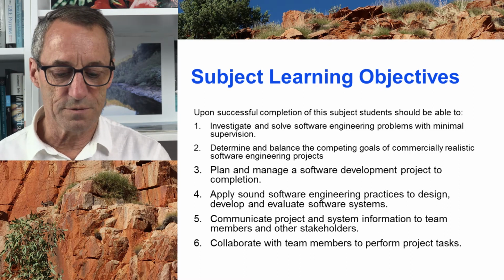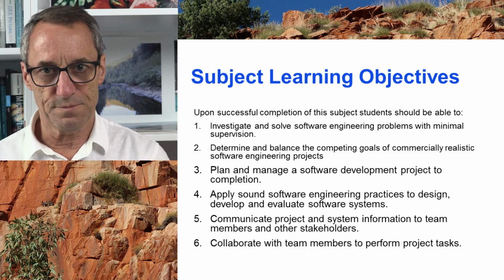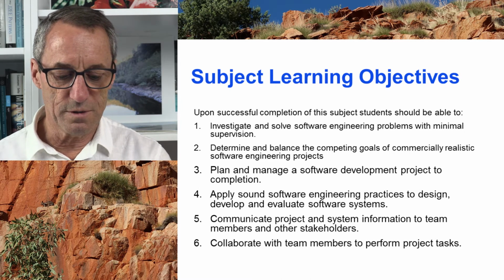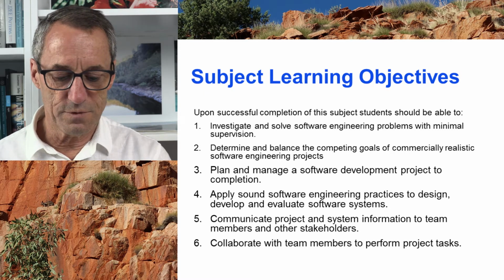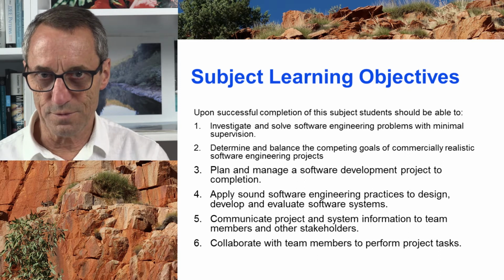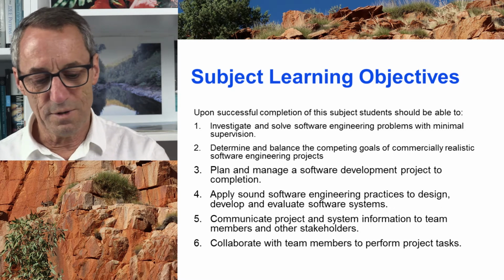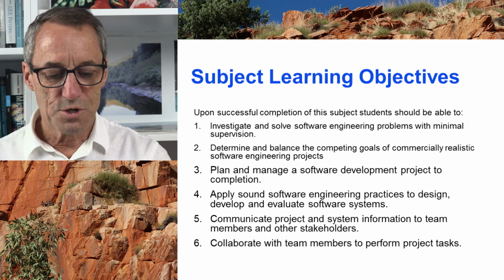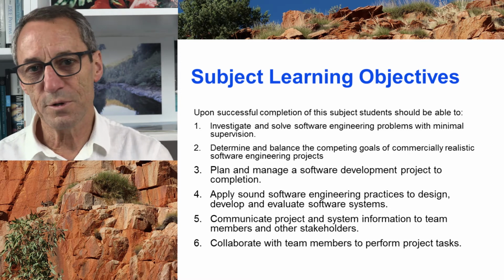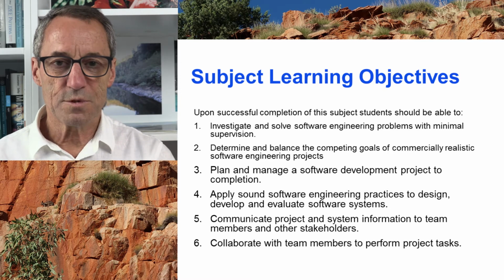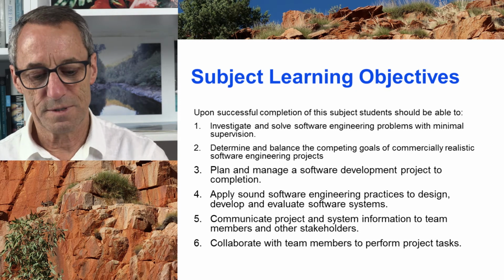Upon successful completion of this subject, students should be able to investigate and solve software engineering problems with minimal supervision, determine and balance the competing goals of commercially realistic software engineering projects, plan and manage a software development project to completion. That's important, get it finished. Apply sound software engineering practices to design, develop and evaluate software systems. Communicate project and system information to team members and other stakeholders. You must be able to communicate. Collaborate with team members to perform project tasks. Collaboration is an important part of this subject.